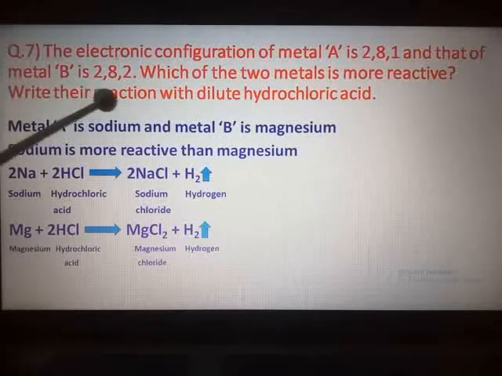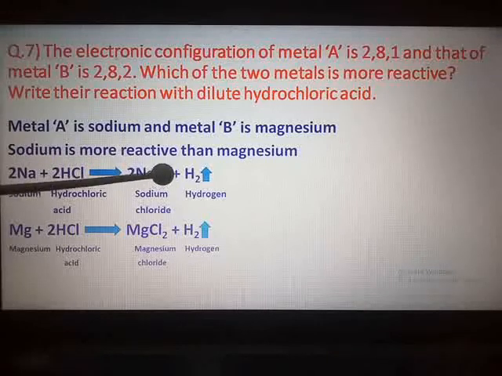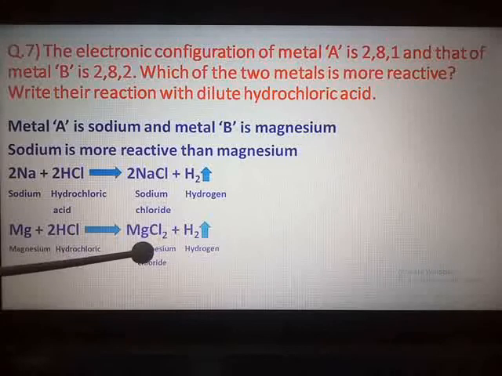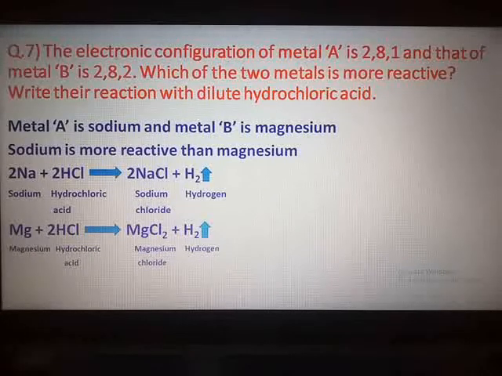And now write their reaction with dilute hydrochloric acid. That is the reaction of sodium with hydrochloric acid and magnesium with hydrochloric acid. So sodium: 2Na plus 2HCl forms 2NaCl plus liberation of hydrogen gas. So gas is shown with the arrow in the upward direction. Magnesium reacts with hydrochloric acid forming MgCl2, that is magnesium chloride, plus the liberation of hydrogen gas.